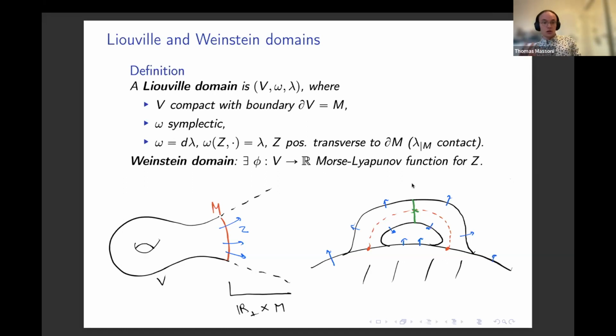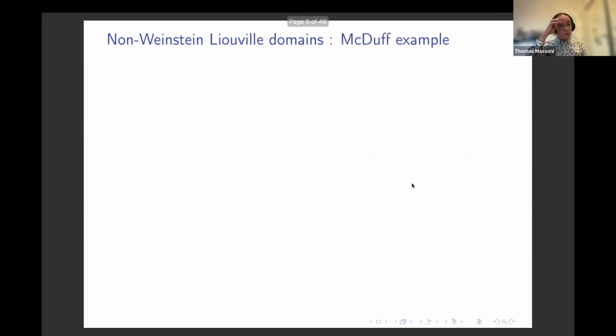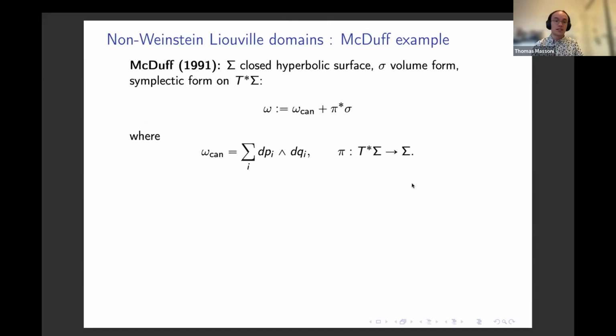And so a lot is known about Weinstein domains. They've been studied for a long time, but very little is known about non-Weinstein domains. And the first example was introduced by McDuff in '91, and it's relatively simple. You can start from a closed hyperbolic surface with a volume form sigma, and you can build a symplectic form on the cotangent bundle of sigma by just adding the canonical symplectic form and the pullback of this volume form.